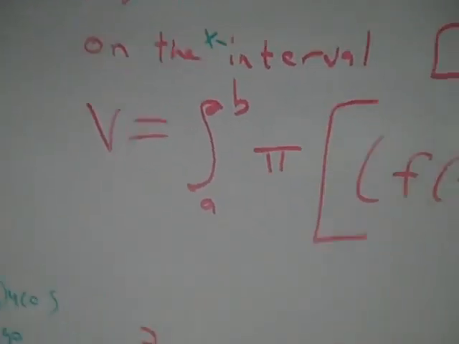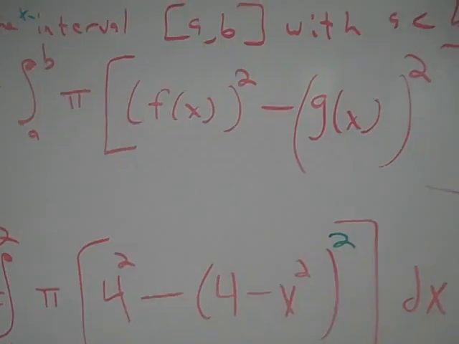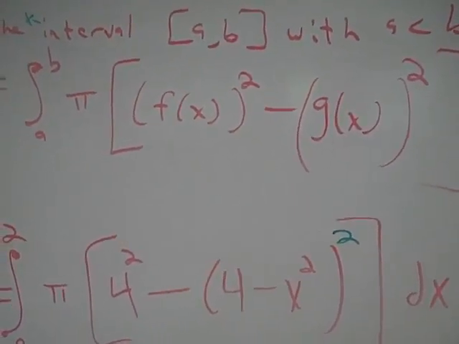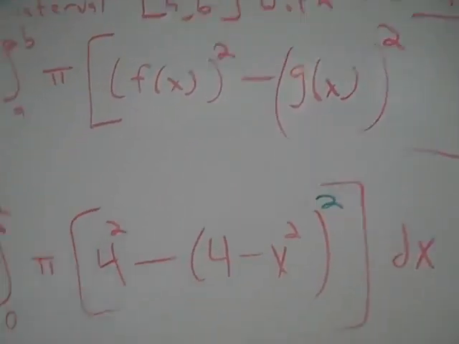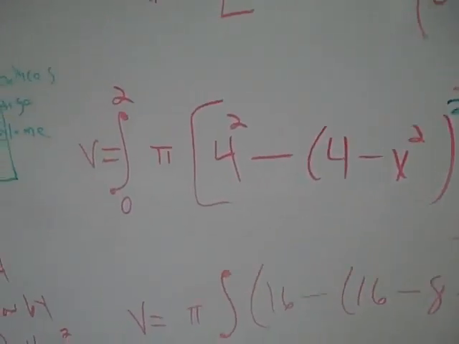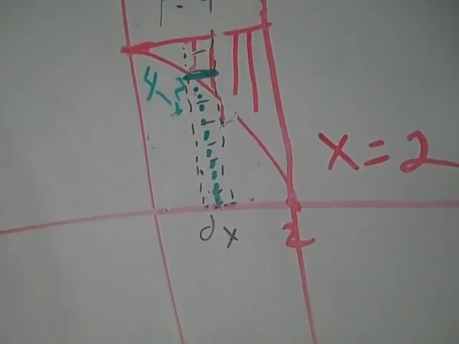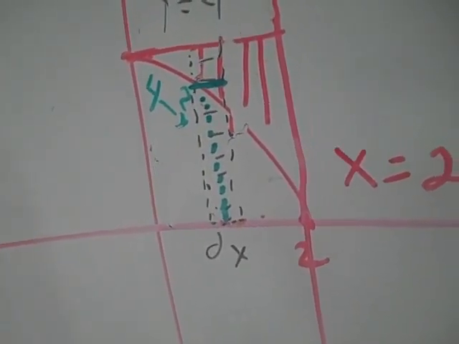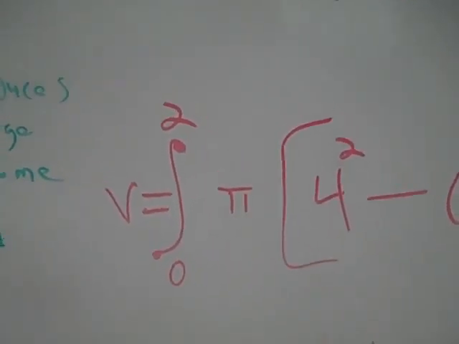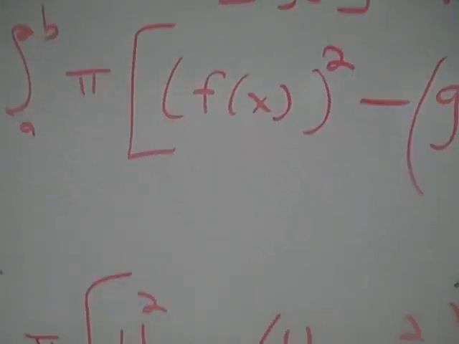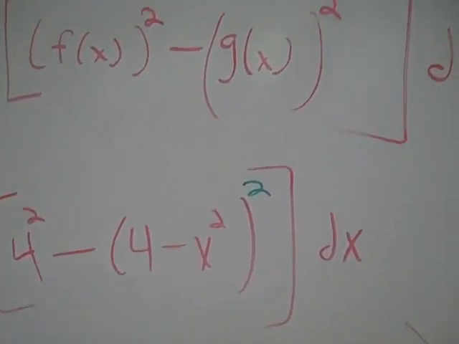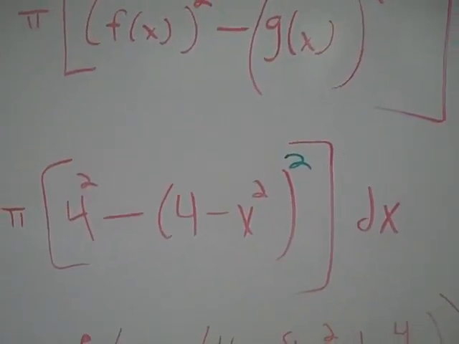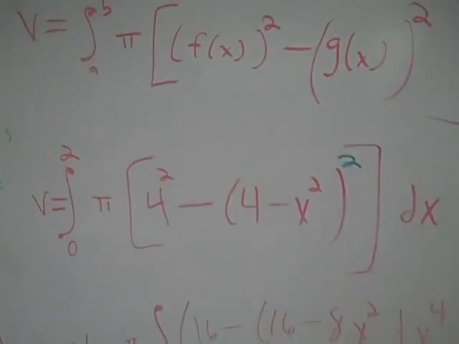So here's what we do. The volume is the a to b integral. You can bust up this integral. The difference of the integrals is the integral of the difference. So a to b integral of pi times f of x squared minus g of x squared. So remember, we're going from 0 to 2. That's our limits because of the 4 minus x squared. So the volume is a 0 to 2 integral of pi. Now f of x is 4. g of x is 4 minus x squared, but we've got to square the g of x. So don't forget your squares. And we're going to integrate that over dx.